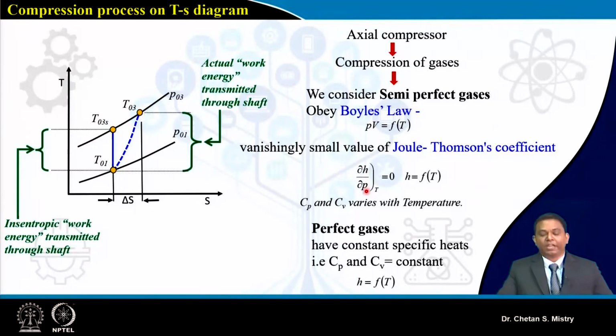It says my dH by dP at constant temperature will be coming 0. It says my enthalpy also is a function of my temperature. But for this configuration, our specific heats, what we say Cp and Cv, are varying with the temperature. Now when we are considering our ideal condition, we are assuming our working fluid as a perfect gas, and in that case you will be having your Cp and Cv to be constant. We can say my enthalpy is a function of my temperature. So this is very fundamental and that's what is required.